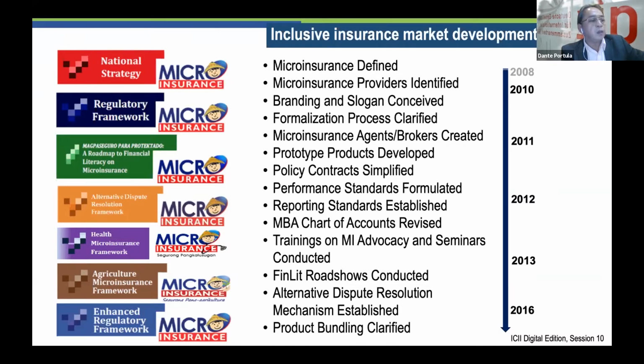And then finally, there was also a need to enhance the first regulatory framework of 2010. That's why in 2016, an enhanced regulatory framework was issued. And this actually provided on 3 aspects in terms of clarifying product bundling, reinsurance, and also the expanded role and responsibilities of agents and brokers.